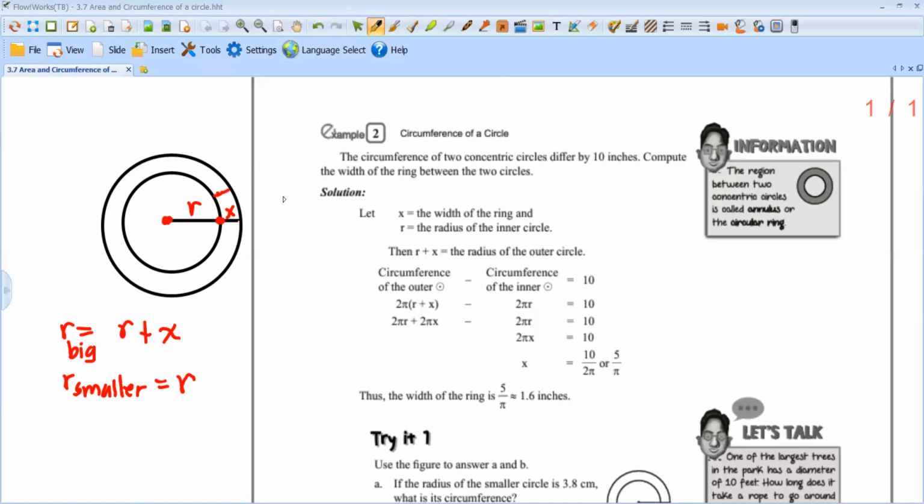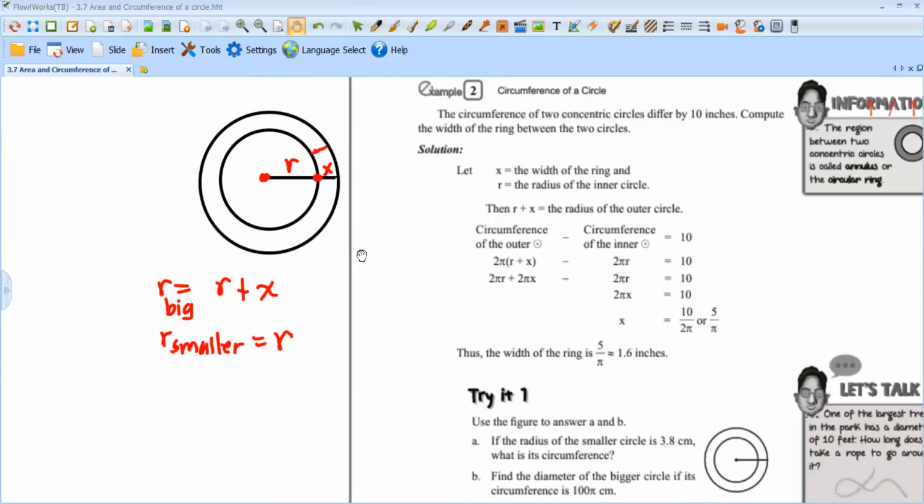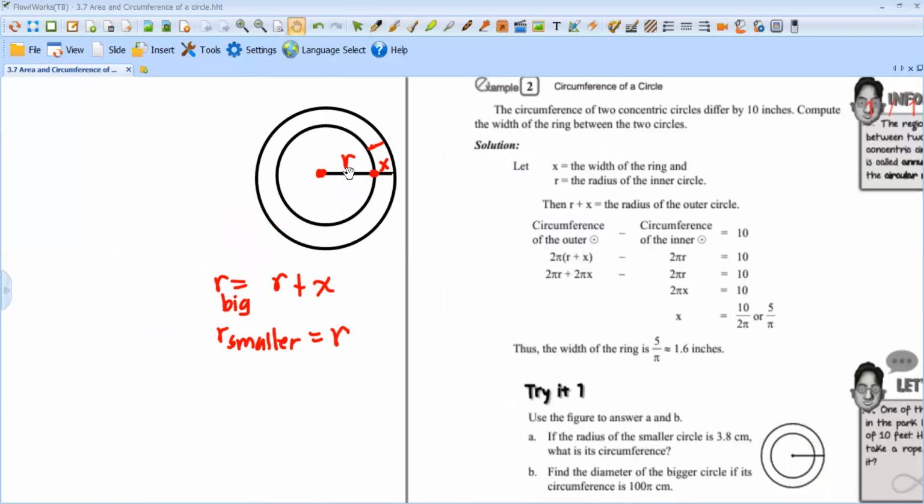Okay. So now let's have the circumference of the outer circle. What is the formula for the circumference? Circumference is the radius times 2 pi, right? So let us try to get the circumference of the bigger one. Circumference is 2 pi r, and the radius of this is r plus x. So we have 2 pi times r plus x. That is for the bigger one.